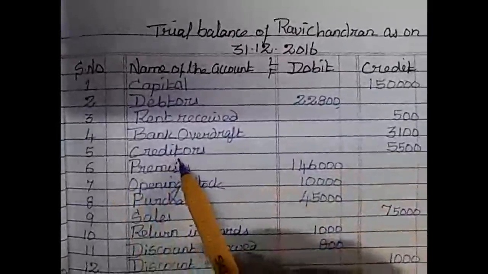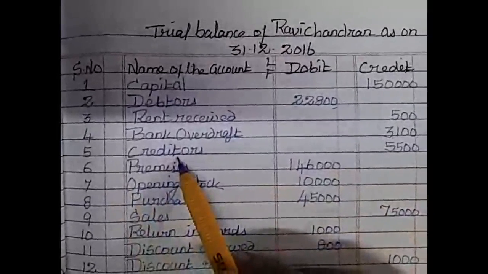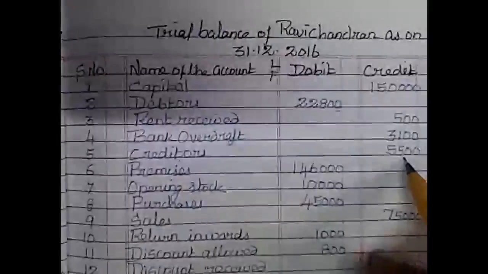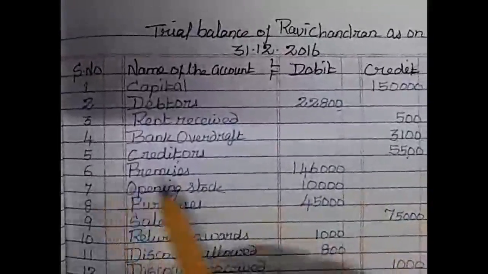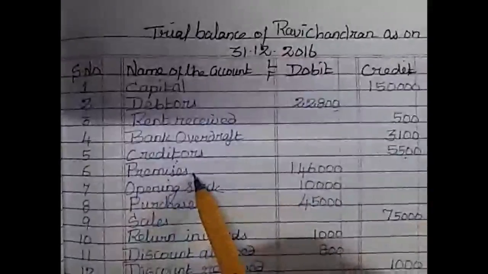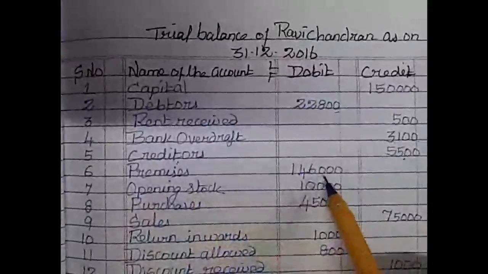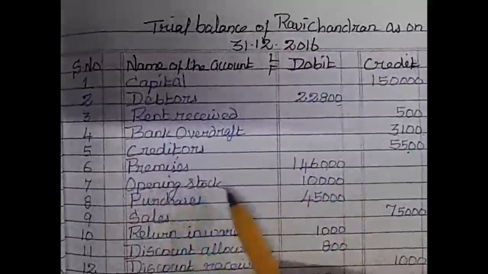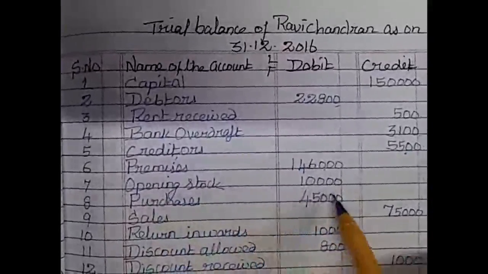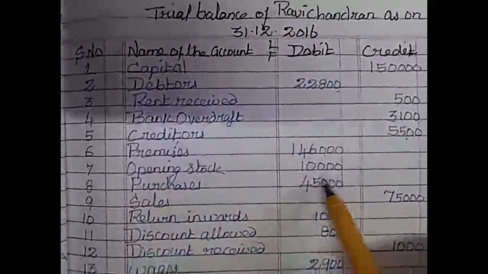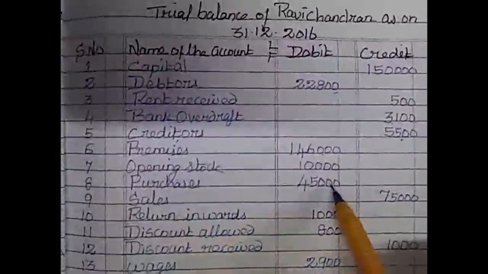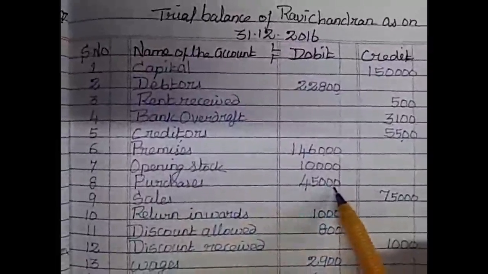Then fifth one, creditors. Creditors is a liability, so it should be shown in the credit balance, 5,500. Then sixth one, premises. It is an asset, so it should be shown in the debit balance, 1,46,000. Then opening stock is an asset, so it should be shown in the debit balance, 10,000. Then purchases should be shown in the debit balance, 45,000.